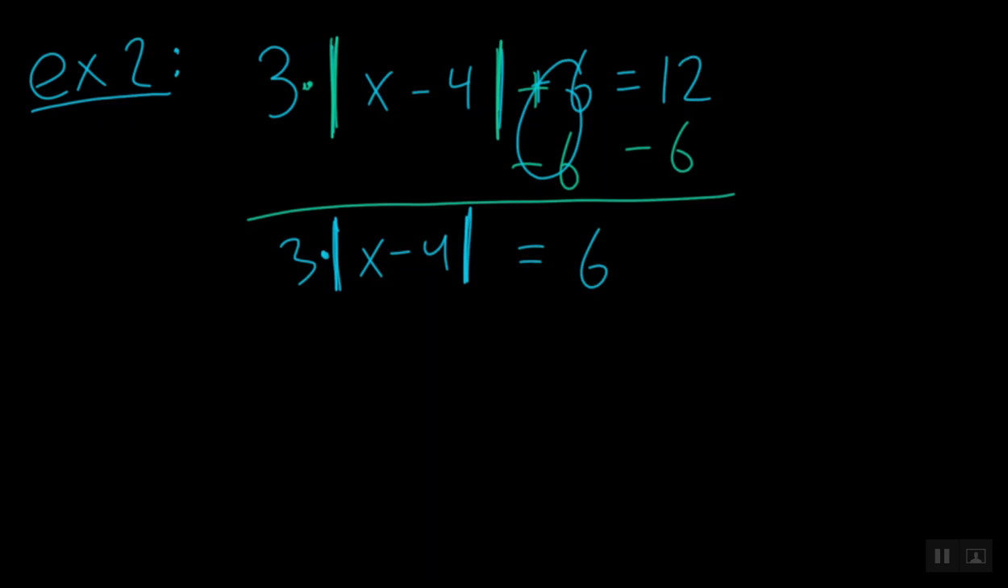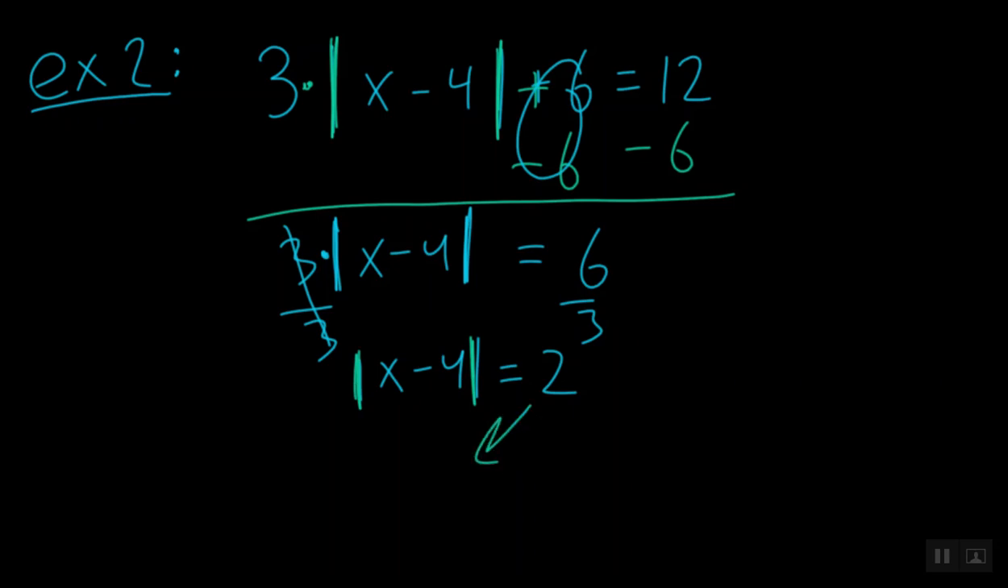And you have to ask yourself, well, what gets rid of multiplication? And of course, the answer is division. So we'll divide both sides by 3. And I now have the absolute value of x minus 4 is equal to 6 divided by 3, which is 2. And in this case, we have now gotten our absolute value bars by themselves.